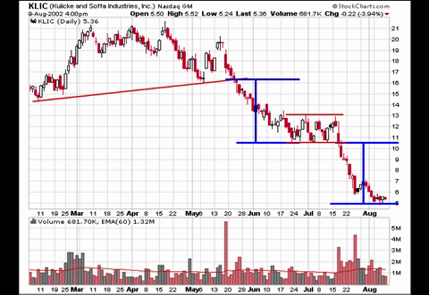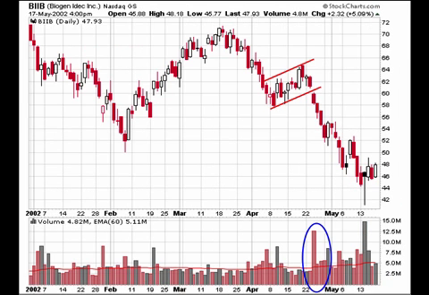Let's quickly go through a few more. We find it helpful to look at successful pattern formations to train our eyes. Biogen. The stock rolled over and fell into a bear flag pattern before continuing its downtrend.